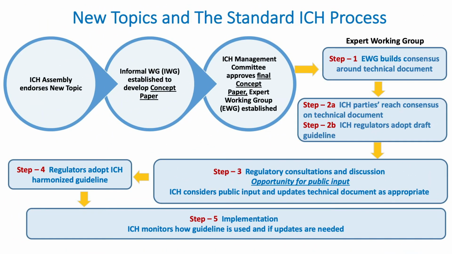This slide shows the process for ICH to endorse new topics and to establish an expert working group to develop new guidelines. A formal expert working group made up of ICH members and observers is established. Then the group develops a guideline or revises an existing one. The regular process provides an opportunity for public input at step 3.